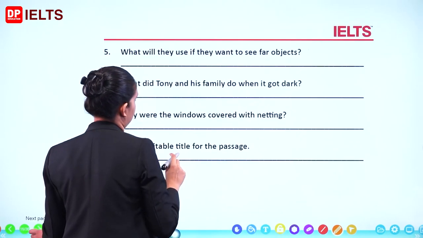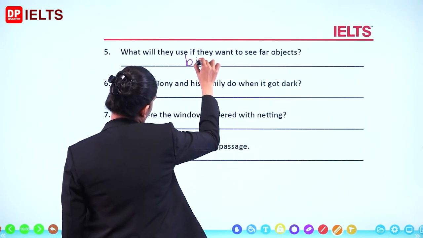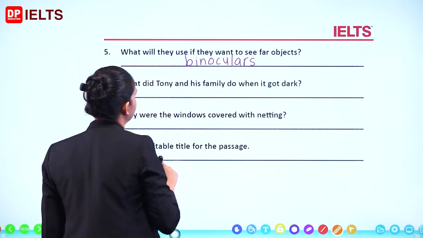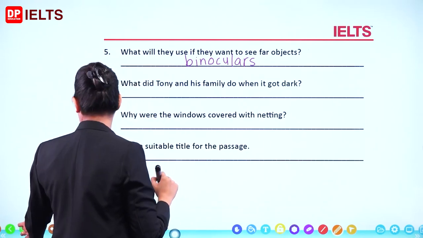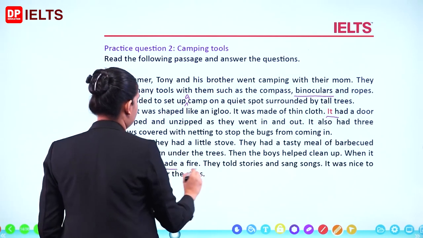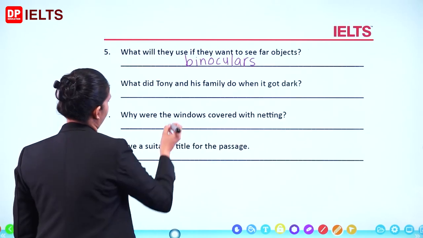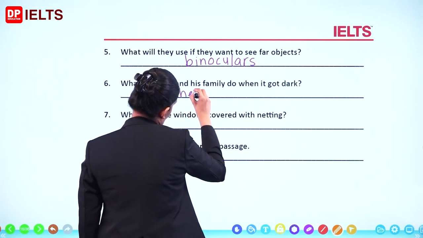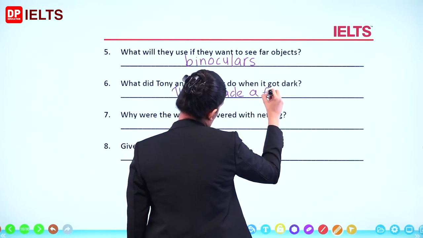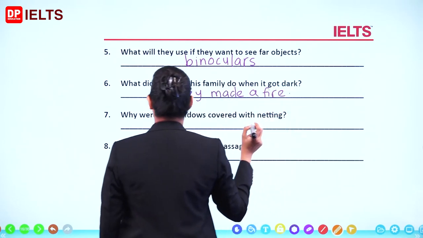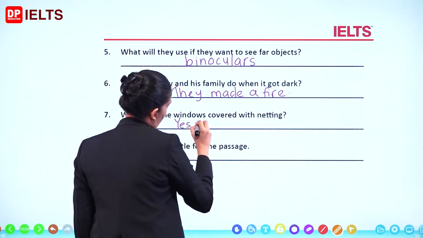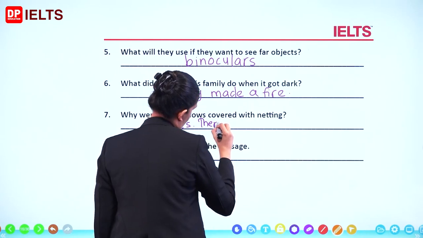Binoculars. What did Tony and his family do when it got dark? They made a fire. Were there windows covered with netting? Yes. There were three windows.